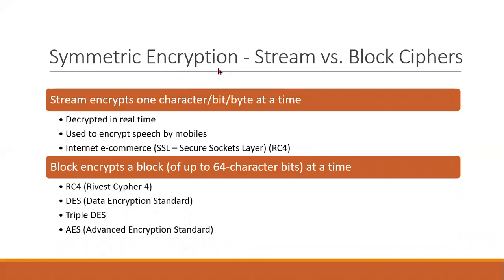With symmetric encryption, we've got stream encryption, which encrypts one character, one bit, one byte at a time. And it's also decrypted in real time. Used to encrypt speech by mobiles. Also used in internet e-commerce. We've also got block encryption, which encrypts a block of characters at a time. Here are some block encryption solutions: RC4, DES, triple DES, AES.